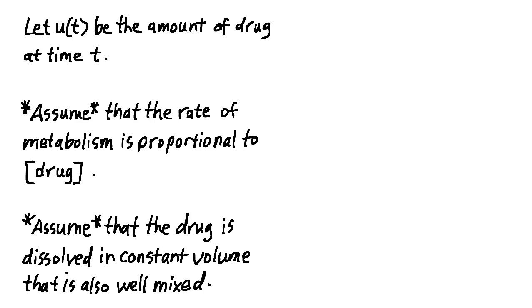This is important, at least in part, because it allows us to discuss the amount of drug interchangeably with its concentration. With our assumptions in place, we can state the following differential equation model for the amount of drug in the patient's system. Here, K is a positive constant connected to the metabolic rate. Larger K means the drug is metabolized more quickly. The negative sign is there to remind us that metabolism contributes to a loss of the drug in the patient's system over time.